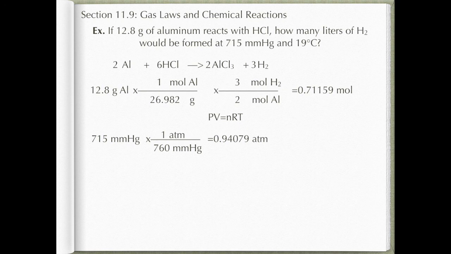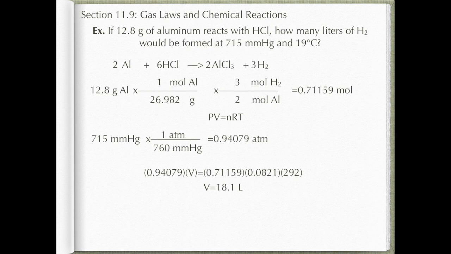So it's going to be 0.94079 times my volume. Well, I don't know what that is, so it's going to stay as V. That equals my moles that I just solved for, 0.71159, times my R, 0.0821, times my temperature. Remember, temperature, I just need to take 19 degrees Celsius and add 273 to that. Okay, and there we go. So I'm going to take what I have on my right-hand side, multiply them all across. Then I'm going to divide by 0.94079, and that gives me my volume, which is 18.1 liters.